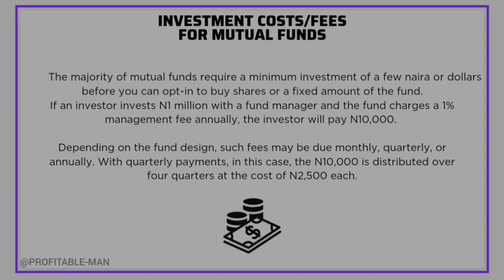If an investor invests 1 million naira with a fund manager and the fund charges a 1% management fee annually, the investor will pay 10,000 naira. Depending on the fund design, such fees may be due monthly, quarterly, or annually. With quarterly payments, in this case, the 10,000 naira is distributed over 4 quarters at the cost of 2,500 naira.